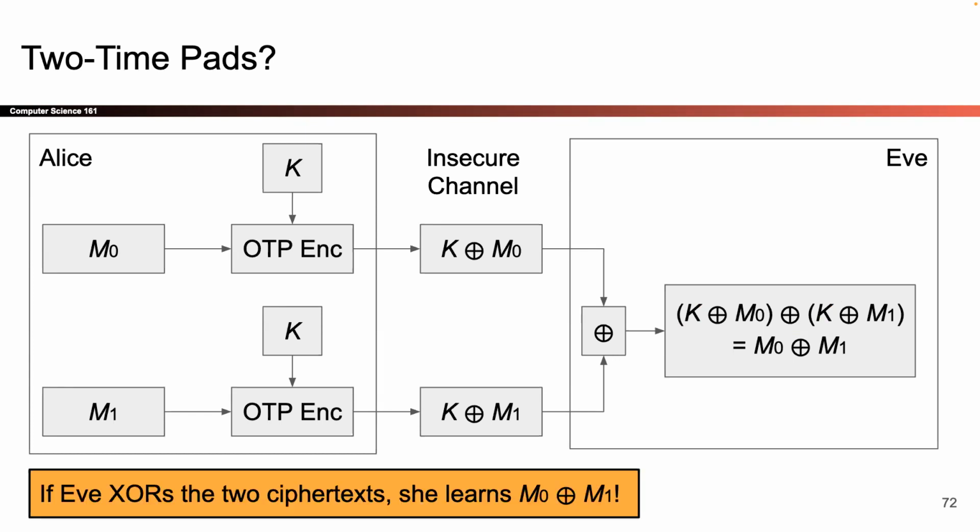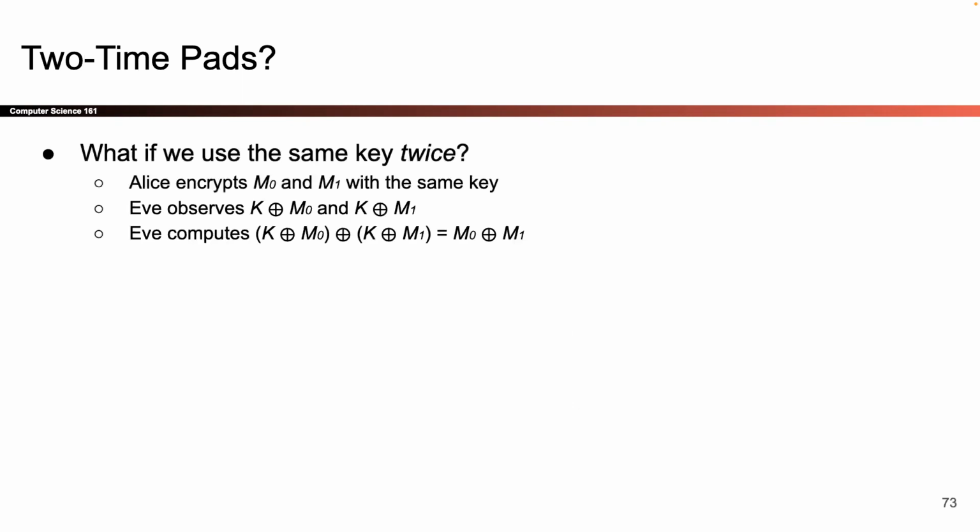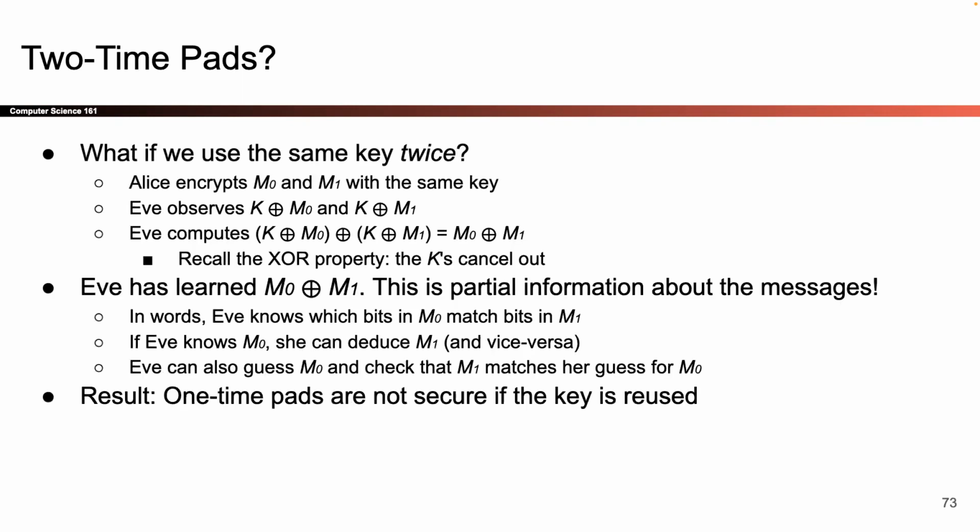So it turns out that if you use a two-time pad, you learn something about the messages. You learn which bits of the two messages are the same and which are different. Depending on what the messages are, sometimes that can give you a lot of information. But even if it doesn't give a lot of information, the fact that it gives some information, namely which bits are the same and which are different, already tells us that this two-time pad scheme, where I reuse the key, is not secure, because Eve learned something.